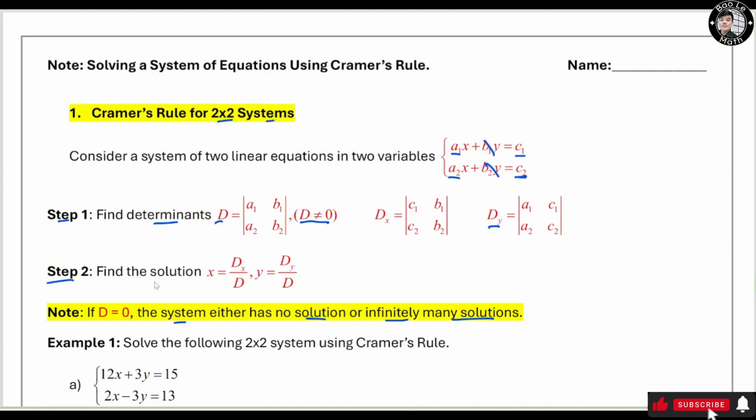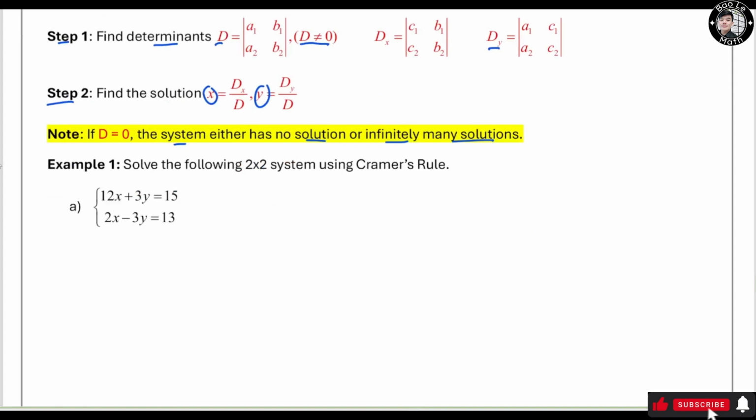Step number 2, we're going to find the solution. x equals Dx over D. y equals Dy over D. Now, let's take a look at example number 1.